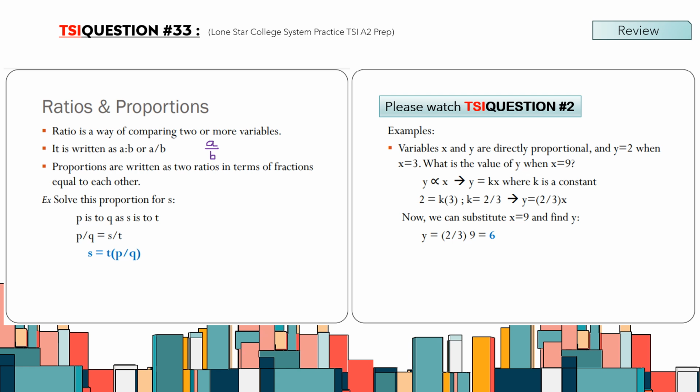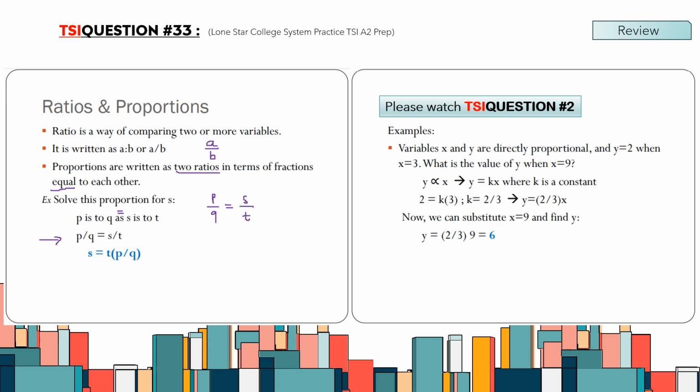Proportions are two ratios, written as fractions, set equal to each other. So you have the ratio P over Q and the ratio S over T equal to each other. P is to Q is equal to S is to T.